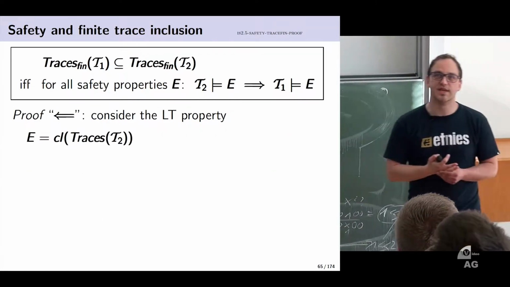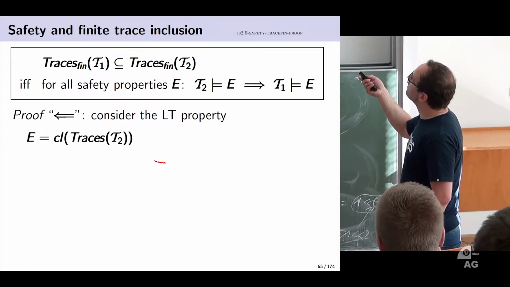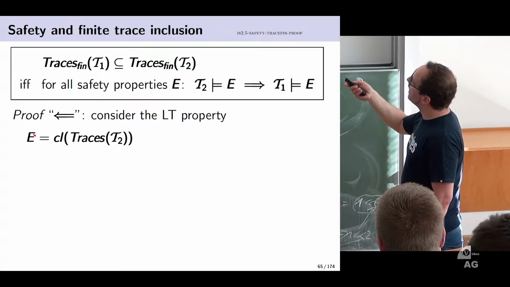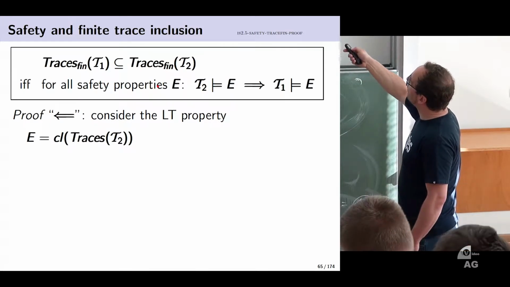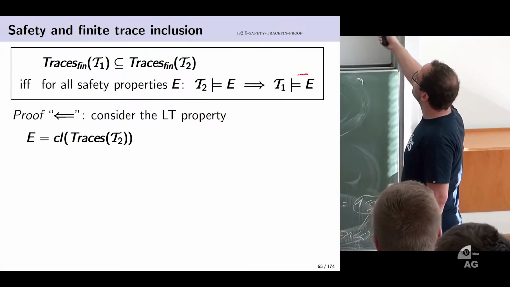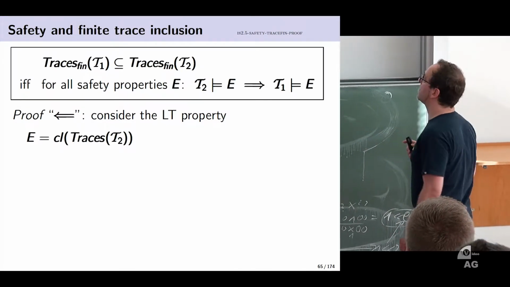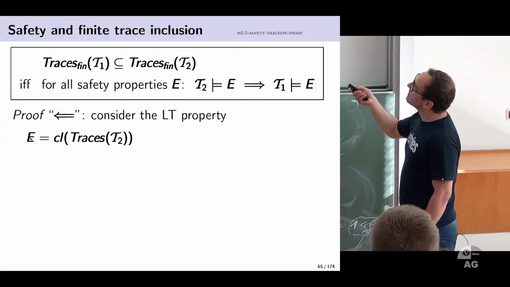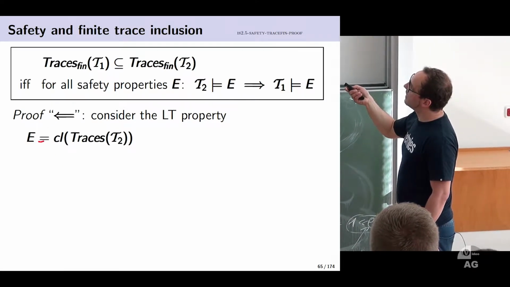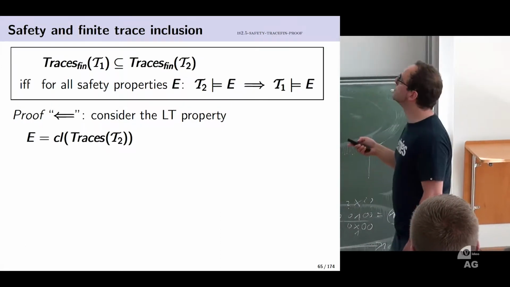Now the other direction is a bit more involved, but not too much. So let's quickly go through it. We have to show that if for all safety properties E we have the following, then the finite traces of T1 are included in the finite traces of T2. Let's pick as a linear time property this one, the closure of the traces of T2.